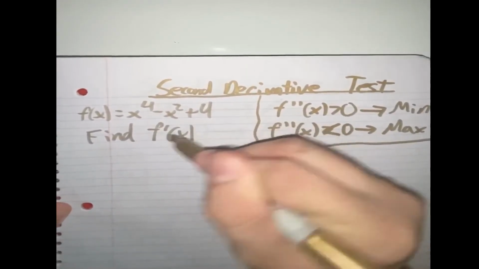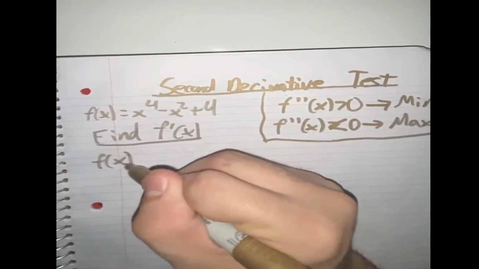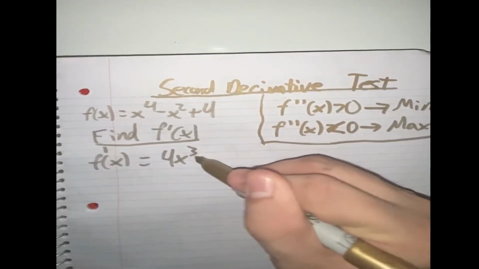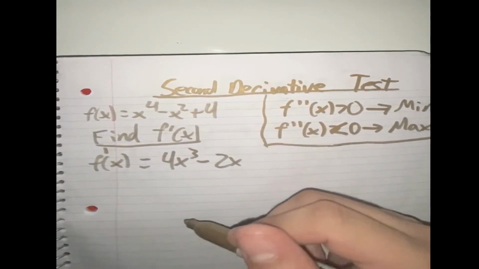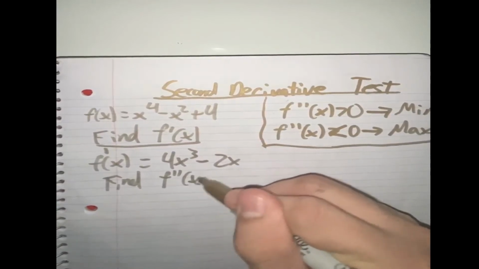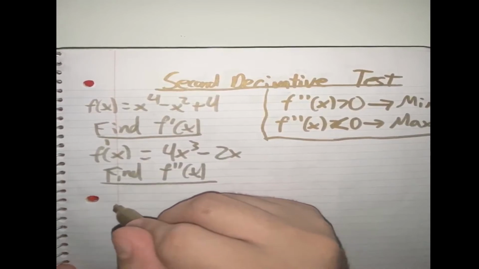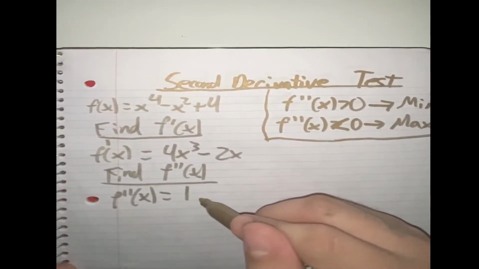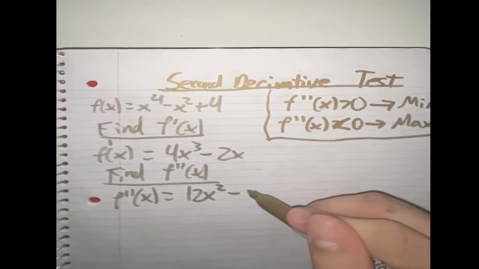So without further ado, the first thing we do is find f prime of x. And we do that simply by taking the derivative of the function f of x. So f prime of x is equal to 4x cubed minus 2x. And then the derivative of 4 is 0, so we're not going to include it. And then step 2 would be to find the second derivative, f double prime of x. So in doing that, f double prime of x is equal to 12x squared minus 2.